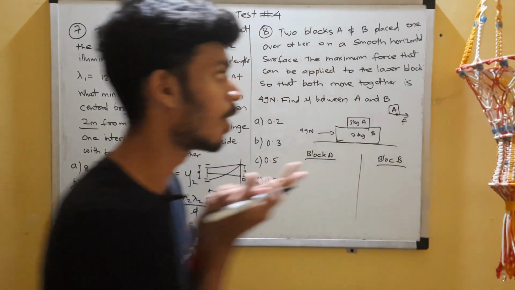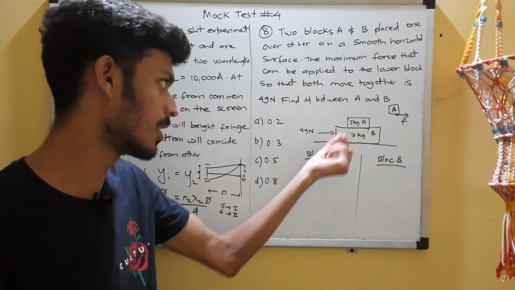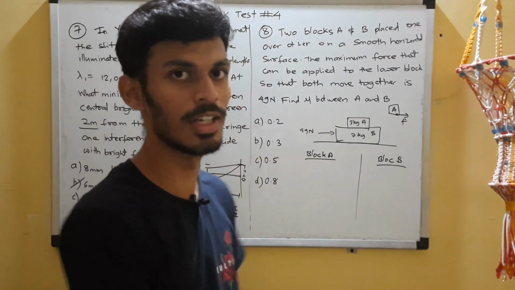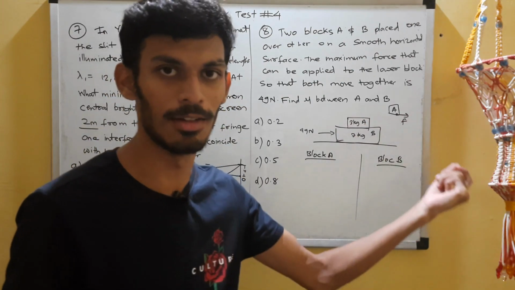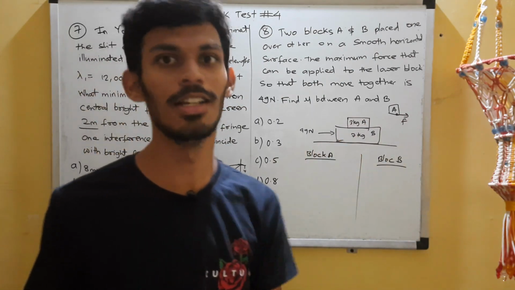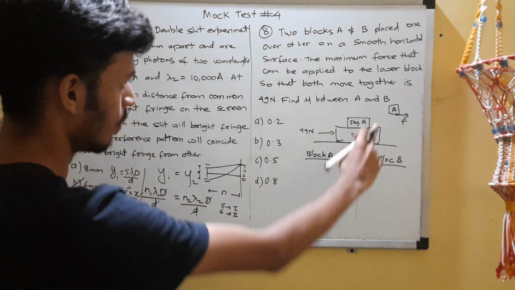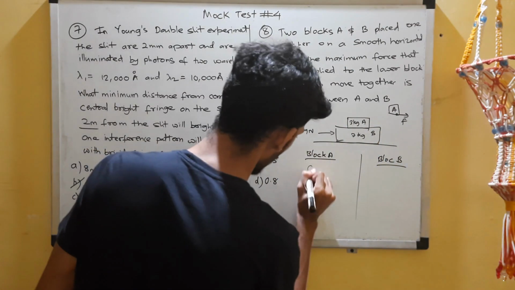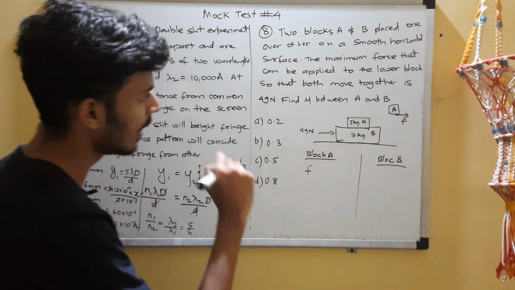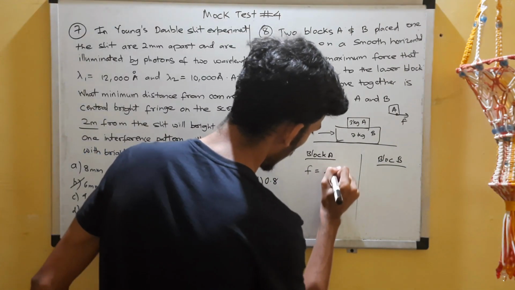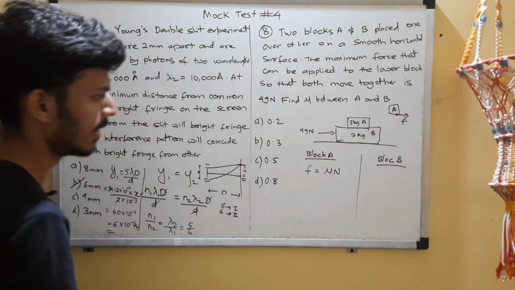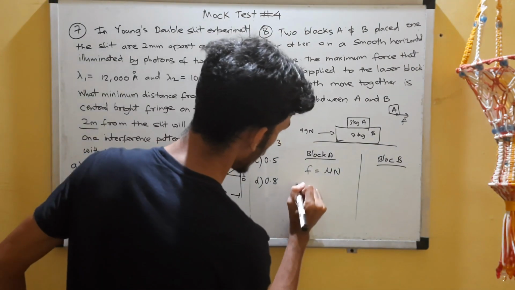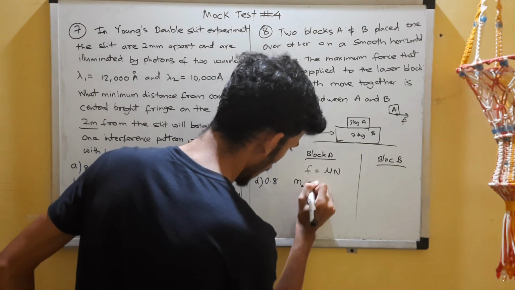Okay, so block A is moving because there is friction between A and B. When you push B, block A moves with it because friction is pulling it, since friction opposes the relative motion. So the only force on block A is the frictional force. You can write the frictional force as mu times N, and this will also be your F net, which you can write as mass of A times acceleration.